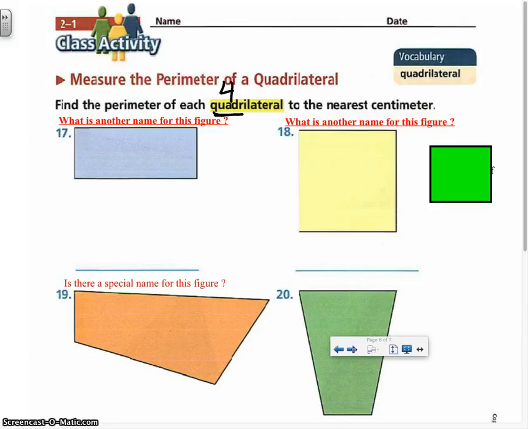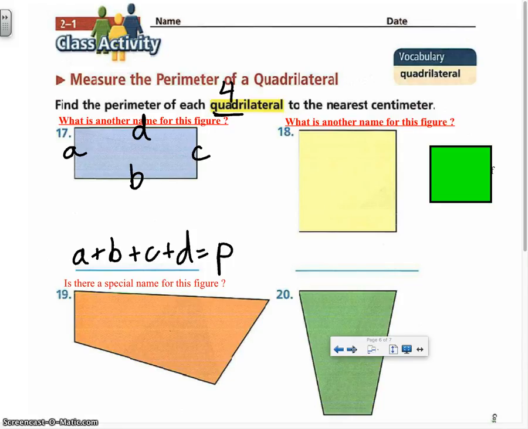I want you to think that A plus B plus C plus D equals the perimeter. So that's the 4 sides of the shape. Remember, friends, to be putting in the sides. So you're going to, instead of writing the letters like we just did, we want you to be actually measuring them and putting the total on each line.